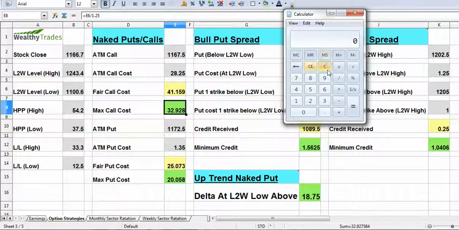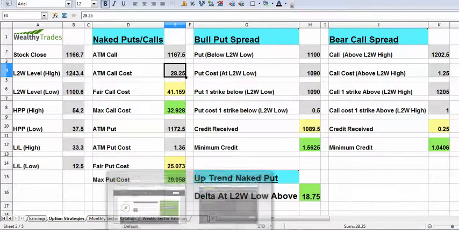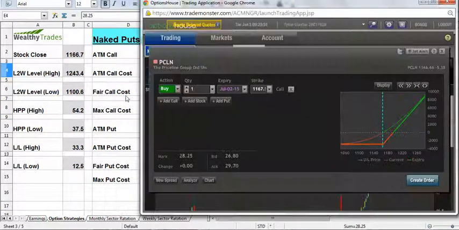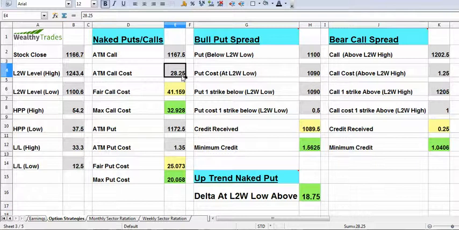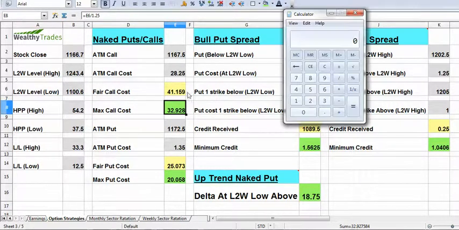Why do I like this trade? Well, here's what I really look for. This is obviously a discounted call option that I should be willing to buy because I can buy it for $28.25, right? We priced that out in Trade Monster. It's currently trading at $28.25. Well, the fair value is $41.16, and even at a discounted value that Wealthy Trades comes up with, it's under.